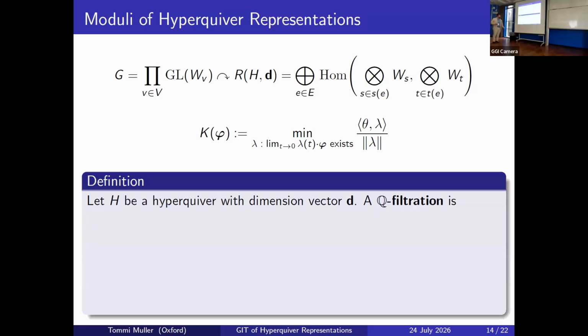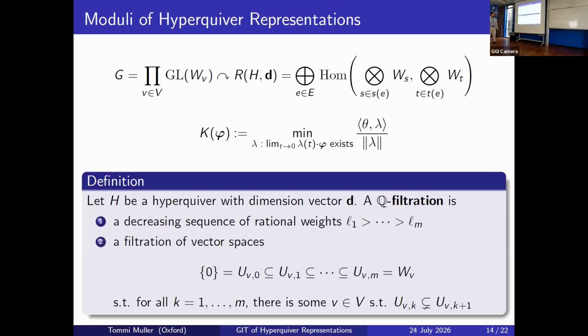So in hyperquiver, we say that we have acute filtrations. If we have two things, one, a decreasing sequence of rational numbers L1 up to Ln, which we should think of as weights, and the filtration of all of the vector spaces WV that's increasing as you increase the index of the weight.